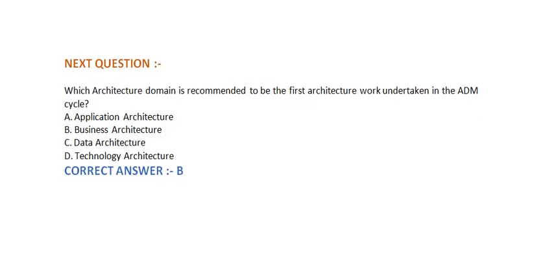Next question is, which architecture domain is recommended to be the first architecture work undertaken in the ADM cycle? Option A, application architecture. Option B, business architecture. Option C, data architecture. And option D, technology architecture. The correct answer is option B.